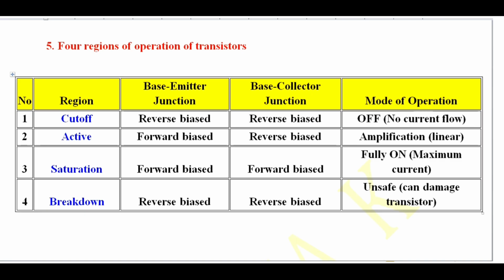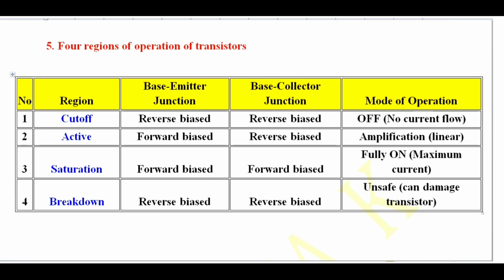The transistor acts like an open switch. It doesn't allow current to pass from collector to emitter. In short, cutoff region means the transistor is off and it behaves like an open switch, so no current flow. Next, active region. In this region, the transistor is on but not fully.